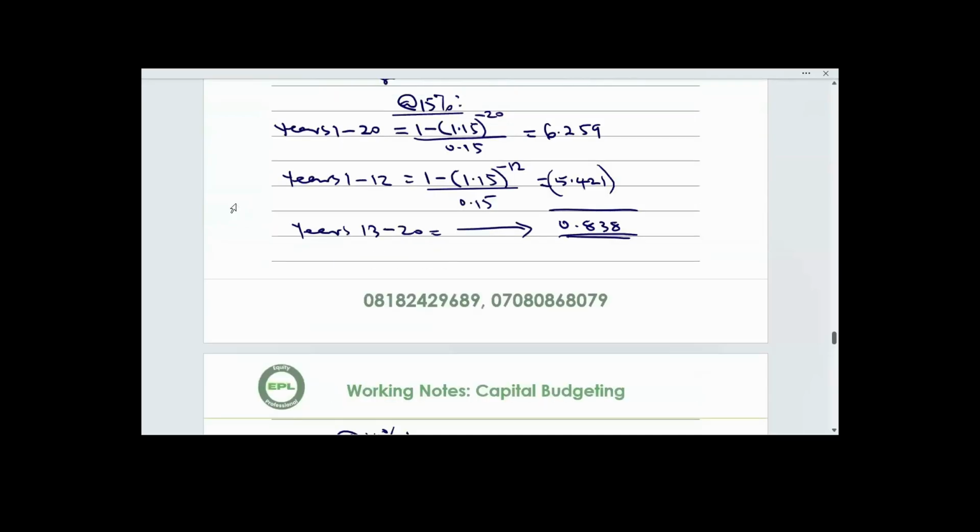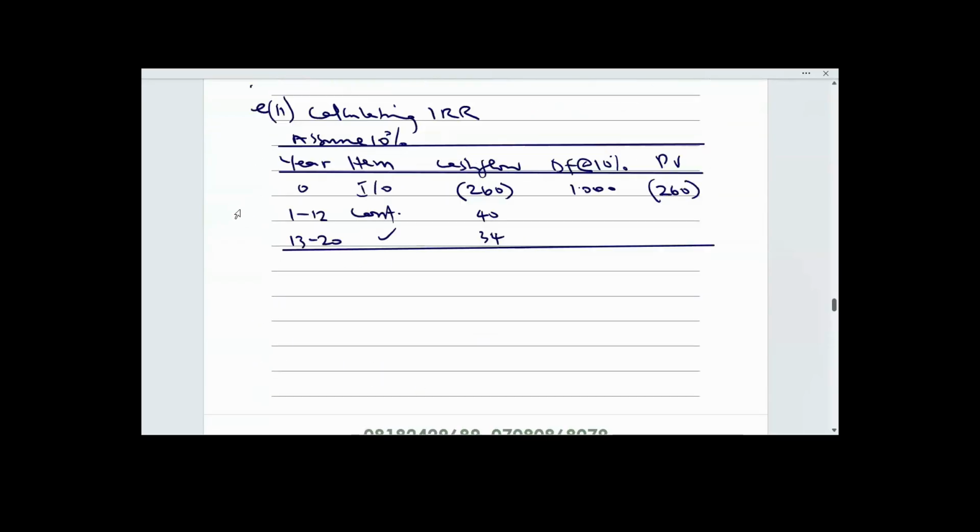So 6.814 is from year 1 to 12. 6.814, 1.700. Let's multiply.